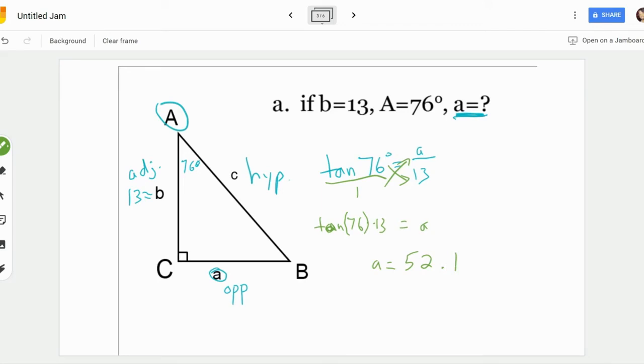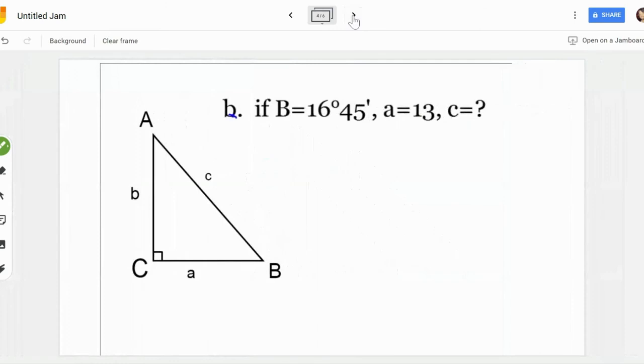All right, great. I have one more example here for this video. Here's another final basic example. This one throws a little bit of stuff in our way. We'll notice that when we start labeling our triangle or start figuring out what we got and what we're looking for, we see that B is 16 degrees and 45 minutes. We need to convert that really quick.